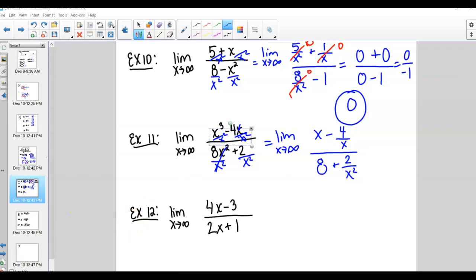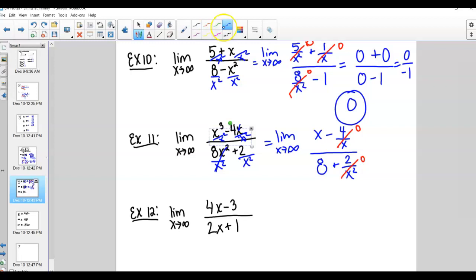Now, this one's a little bit different because we have this x right here, and nothing's in the denominator here, so we're going to have to deal with that. But before we do that, we already know these pieces with x's in the denominator, they are going to be 0. Because as the numbers get larger and larger and larger, you'll have 4 over 10, 4 over 100, 4 over 1,000, 4 over 1,000,000. It's going to get closer and closer and closer to 0.